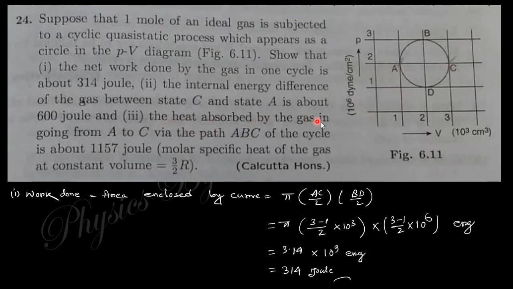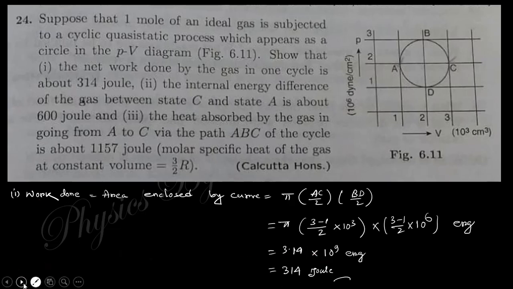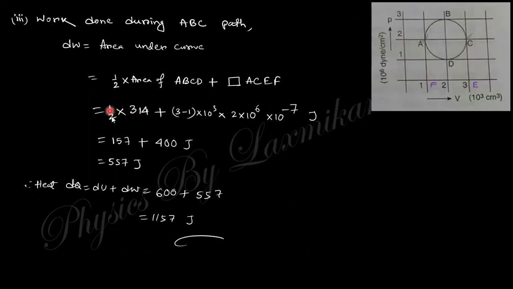Now heat absorbed by the gas going A to C via the ABC path. So the heat absorbed during this path will be nothing but the work done during the path plus the internal energy change. So you need to find out the work done. You know the work done is nothing but the area under the curve. So you can see here there is a half portion plus a rectangle. So the half of the area of this circle or ellipse plus the rectangle. This area we already found out as 314 joule in the first question. So if you put it here, 314 by 2, 157.